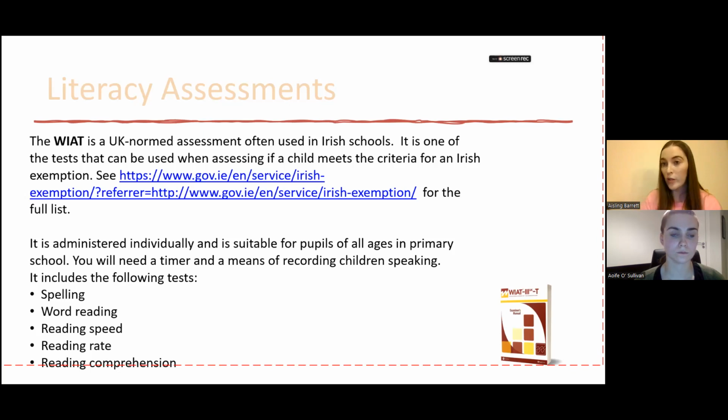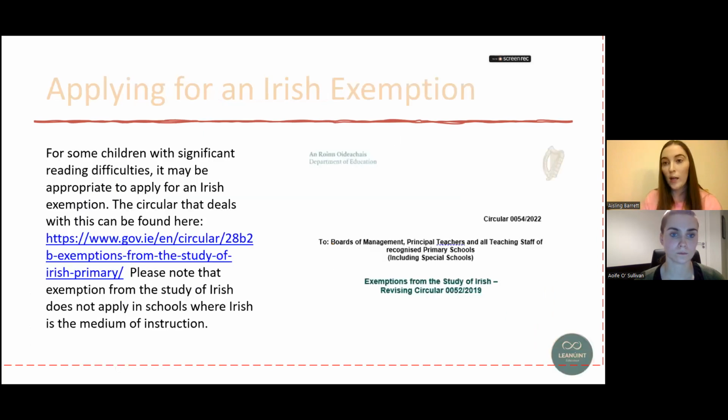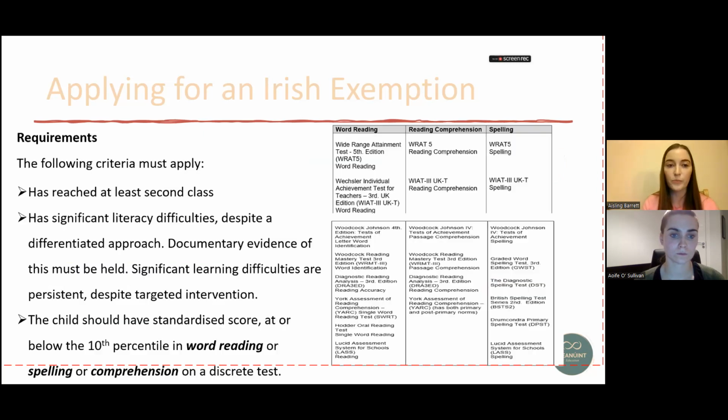The Wyatt is one of the tests that can be used when applying for an Irish exemption. If you have a child with significant reading difficulties, it may be appropriate to apply for an Irish exemption, and we've popped a link to the circular there. And again, it's important to note that an exemption from the study of Irish does not apply if you're in a Gael school. So I've popped here, directly from the circular, the tests that can be accepted when it comes to looking for an Irish exemption.